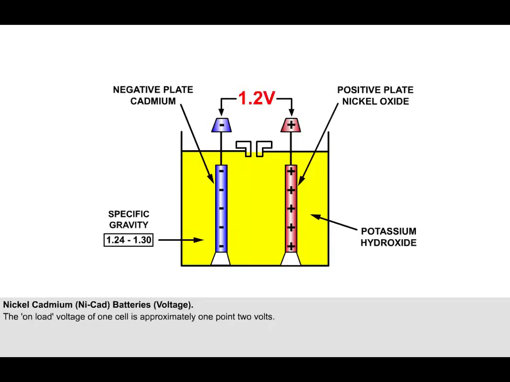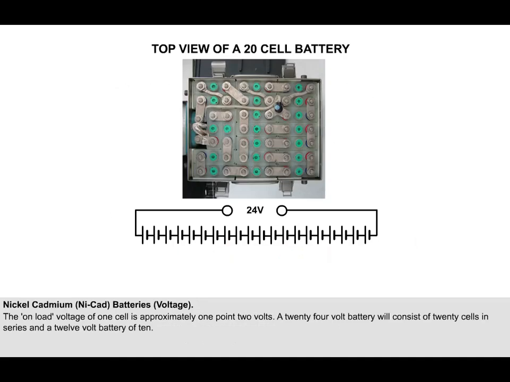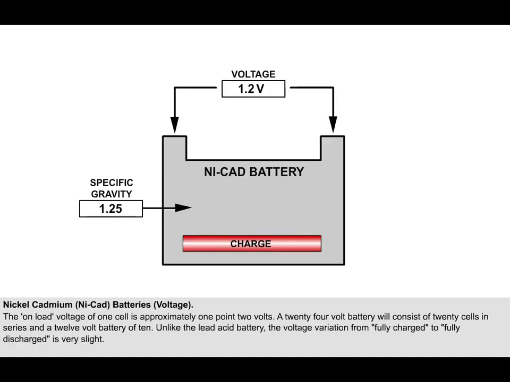The on-load voltage of one cell is approximately 1.2 volts. A 24-volt battery will consist of 20 cells in series and a 12-volt battery of 10. Unlike the lead-acid battery, the voltage variation from fully charged to fully discharged is very slight.